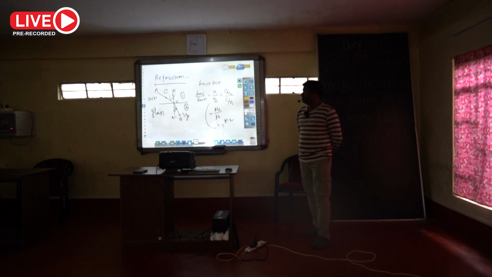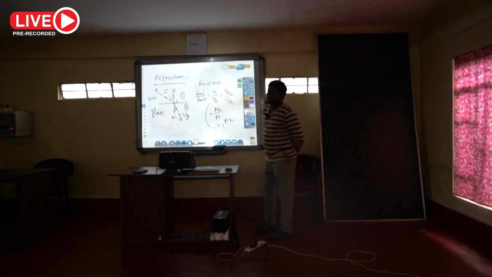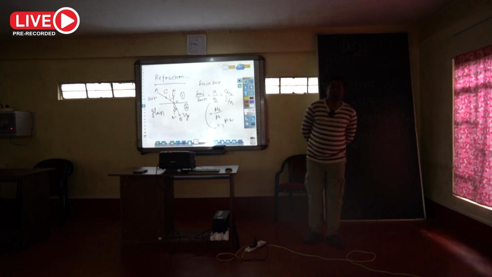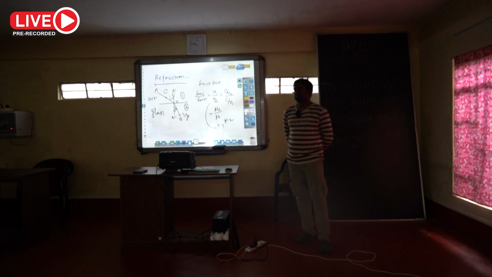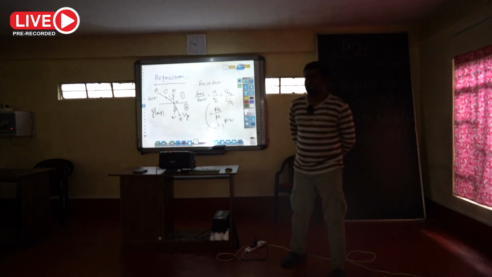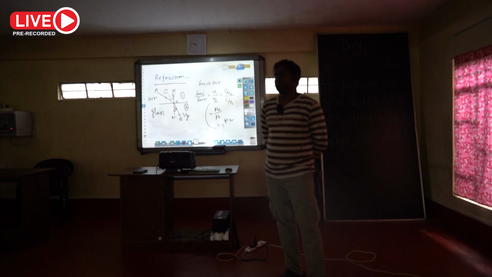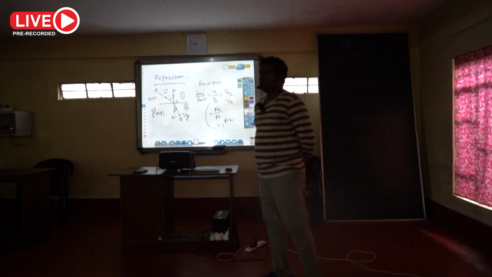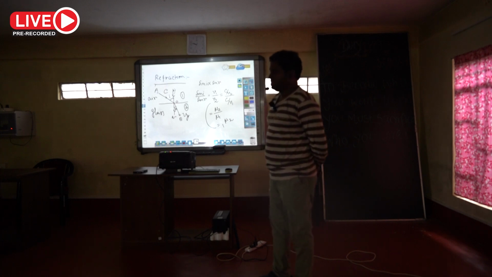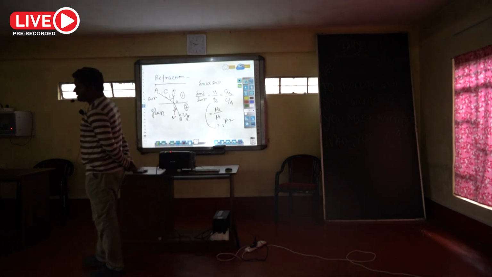Okay. Now, one problem. Write down. The refractive index of glass with respect to vacuum is 3/2, and that of water with respect to vacuum is 4/3. Then find the refractive index of water with respect to glass.